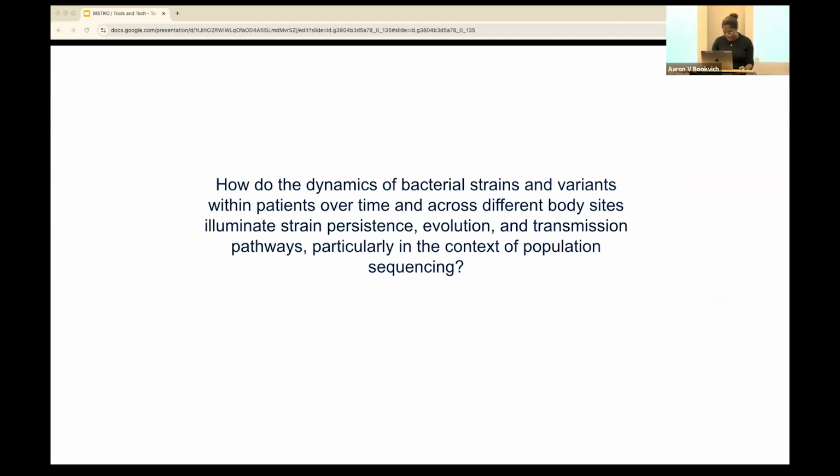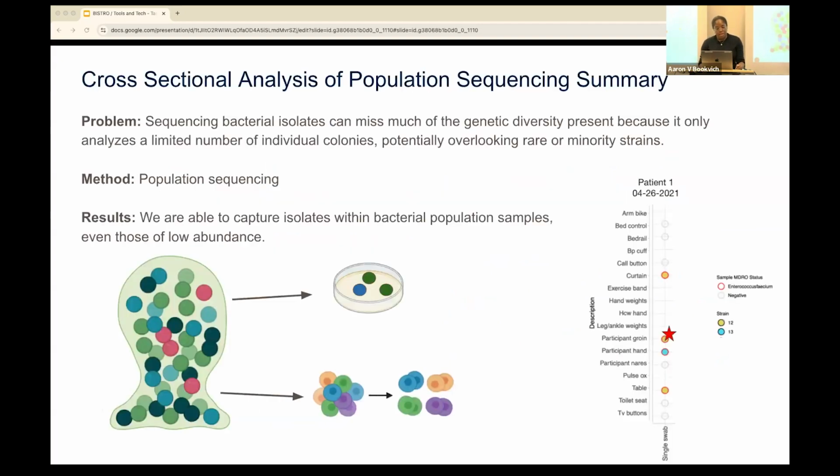And so I really want to track how the diversity changes over different sites, if it does, at the same time point. And so when thinking about this cross-sectional analysis of population sequencing, I really wanted to say, hey, the problem is that sequencing bacterial isolates can really miss much of the genetic diversity. You have to take a lot of them to be able to build a bigger picture, and it only analyzes a limited number of individual isolates. So potentially we can use population sequencing to really get a bigger picture.